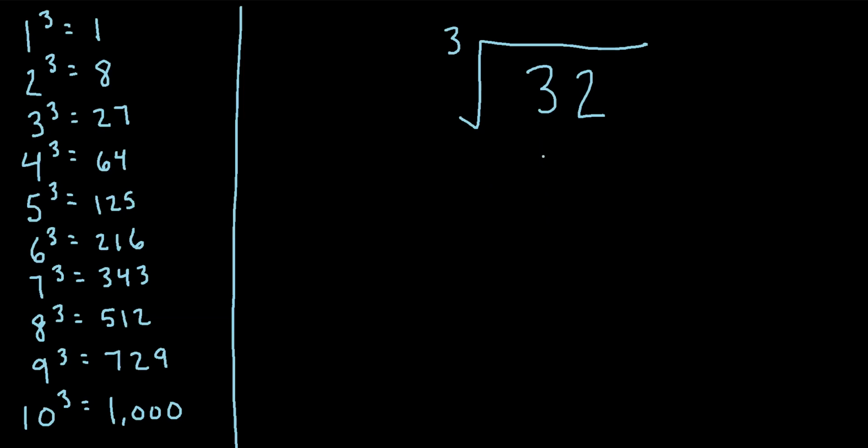Now, the second method that you could use to simplify this cube root is to perform prime factorization. So that's where we factor 32 until we're only left with prime numbers. So for example, 2 times 16 is equal to 32. So we'll notice that 2 is a prime number, so that means we're done with that one, but 16 can be factored a little further.